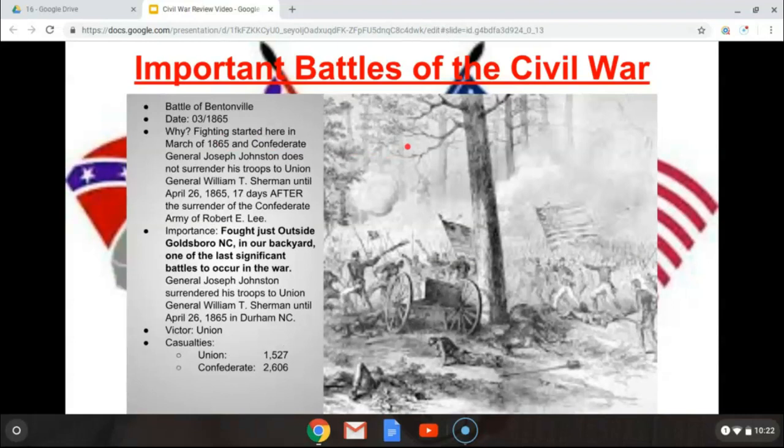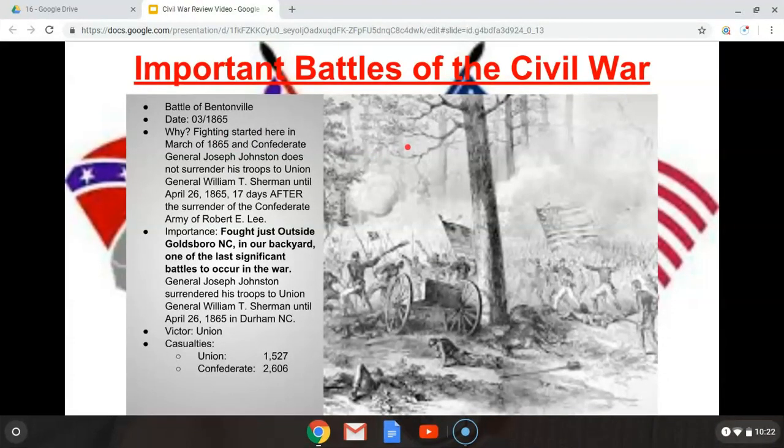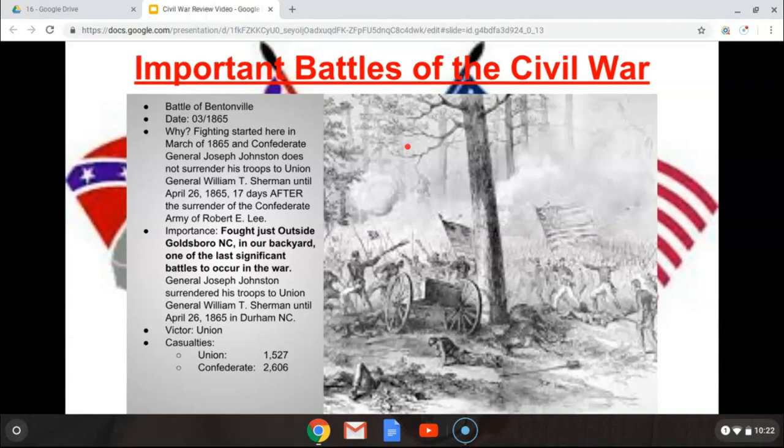But like I said, it wasn't technically the last battle, because the battles of North Carolina happened. One of those battles happened in our backyard in March of 1865, the Battle of Bentonville between Joseph Johnston and General William T. Sherman. They fight throughout North Carolina, starting in Bentonville to Goldsboro, up to Raleigh, and through Durham. And finally, General Johnston surrenders his Confederate troops April 26, 1865, which was 17 days after the surrender of the Confederate Army of Robert E. Lee to Ulysses S. Grant.